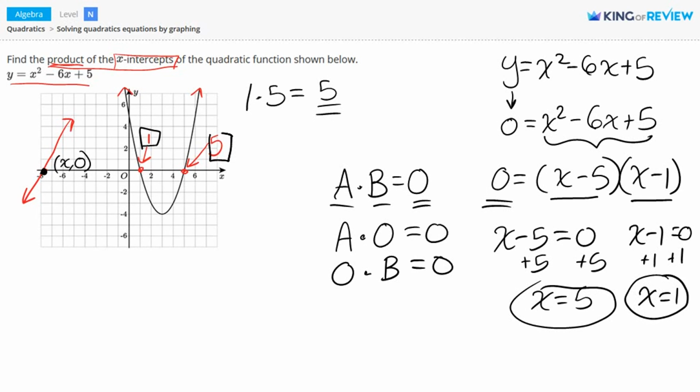The two x-intercepts were 1 and 5. When I multiply these together, I get 5 times 1, and this equals 5. So our answer is 5.